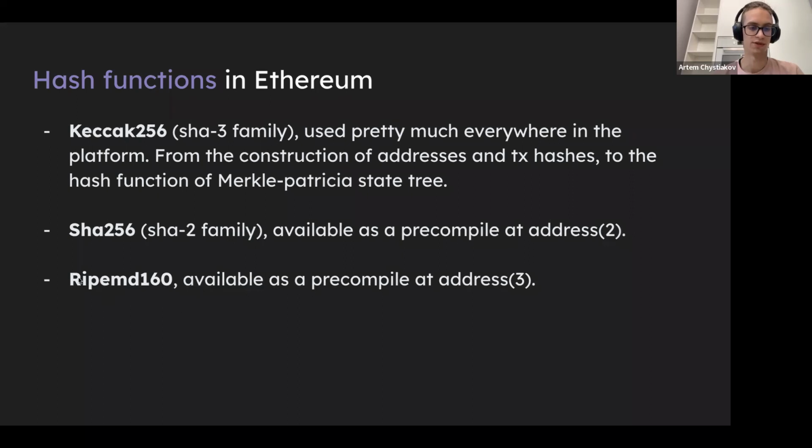Yeah, there is another hash function that is available as the precompile at address 3, which is RIPEMD-160. Just another hash function that's available as another precompile, but it works exactly the same as the SHA-256 precompile. So it hashes everything that you feed it. Also, it can be used by your smart contracts anytime you want.